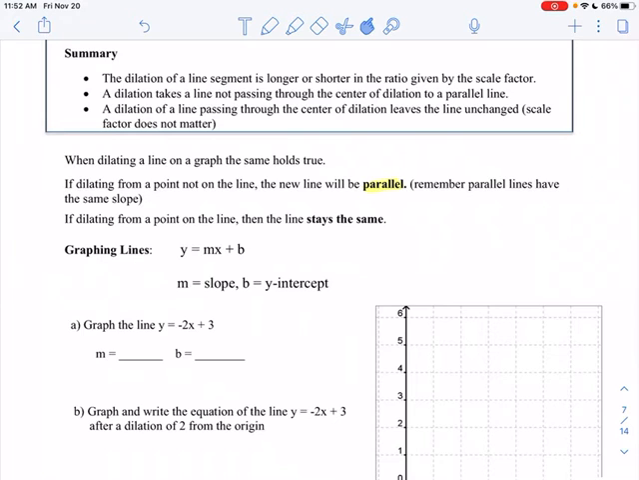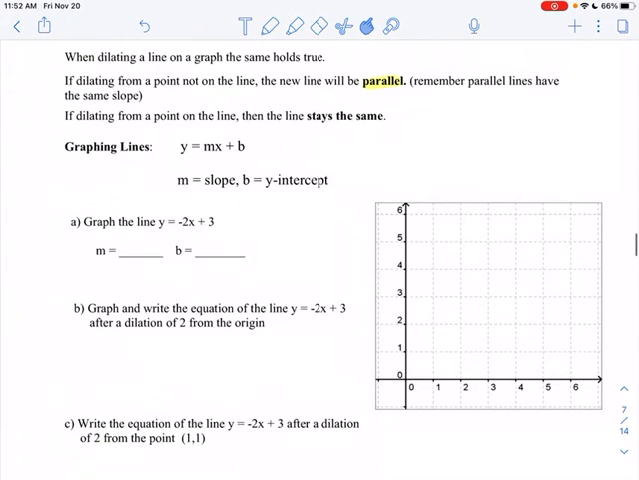So if you remember back from graphing last year, y equals mx plus b. M is my slope, and b is my y-intercept. And that's how I'm going to graph. So let's graph the line y equals negative 2x plus 3. M is my slope, so my slope is negative 2. B is my y-intercept, so my y-intercept is 3. And now I'm going to graph it.